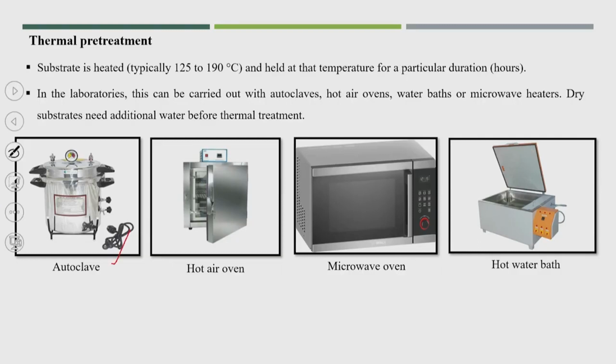So, the temperature in an autoclave can go up to 120 to 150 degree centigrade. Hot air oven, where temperature goes to 100 degree or 120 degree. Microwave oven, temperature can go to 300 degree centigrade. Hot water bath. So, by these different techniques we can increase the temperature of a particular substrate.